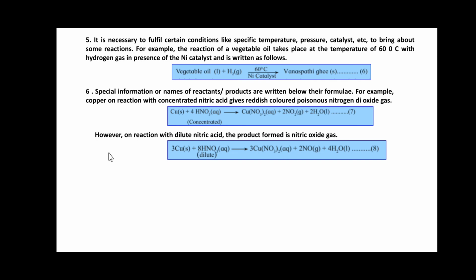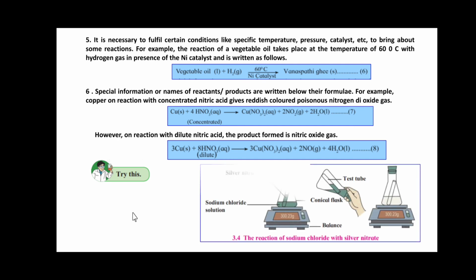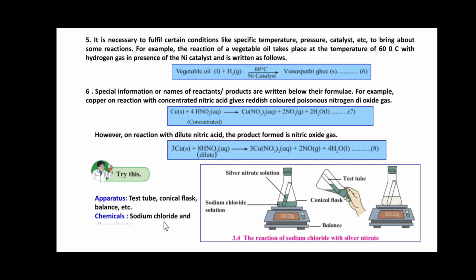Six steps are important. We have to use whatever we require while writing the chemical reactions. Friends, again here we are going to try one activity, and the requirements are the apparatus: test tube, conical flask, balance, etc. And some chemicals that we require here are sodium chloride and silver nitrate. So friends, here you can see that we have to take sodium chloride solution in a conical flask and silver nitrate solution in a test tube.